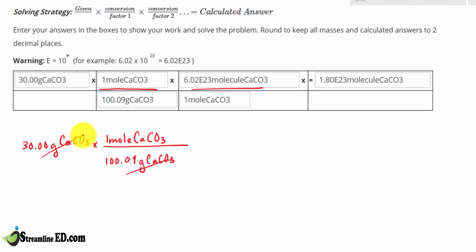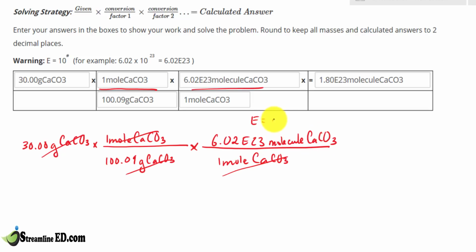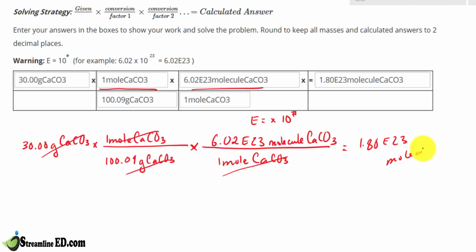And look at that. That cancels each other out, right? Now we have moles of calcium carbonate. Multiply by the next conversion factor. If that is mole, that must be moles on the bottom as well. And calcium carbonate, notice how they cancel each other out. And we have 6.02 e to the 23rd, and that would be molecules of CaCO3. Remember, E is equal to times 10 to the power of something, okay? And then our answer is 1.80 E 23 molecules of calcium carbonate.